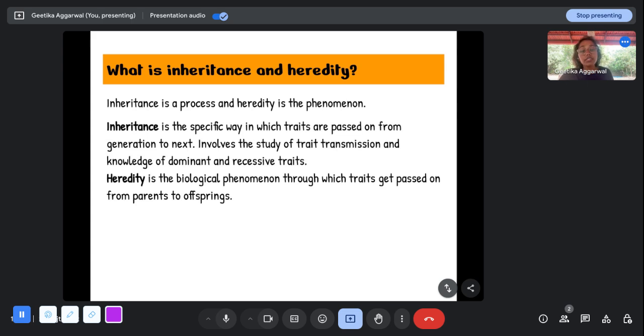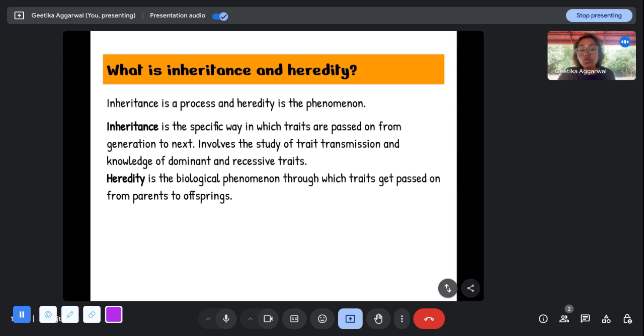And inheritance is the specific way in which traits are passed on from one generation to the next, which means from parents to the progeny. So, inheritance is the specific way in which these traits are being passed on, and it involves the study of the transmission of traits.